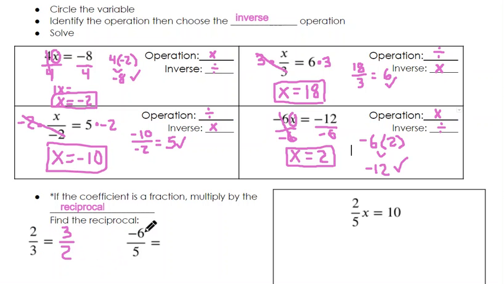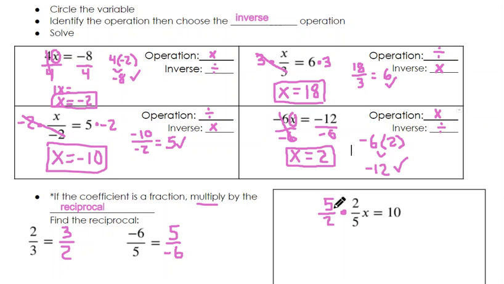Okay? Reciprocal, or sorry, negative 6 over 5, the reciprocal to negative 6 over 5 would be 5 over negative 6. So reciprocal means we just flip the fraction. So when we have a reciprocal next to a variable like this right here, we have 2/5 x. I have a fraction as my coefficient, or the number with the variable. That means I have to multiply by the reciprocal.